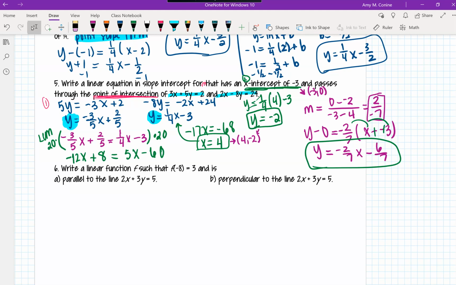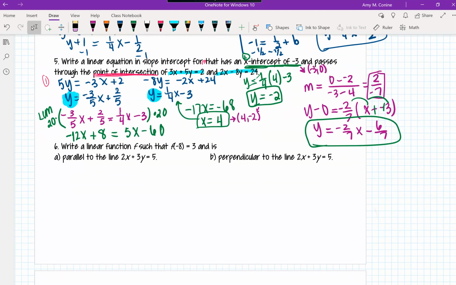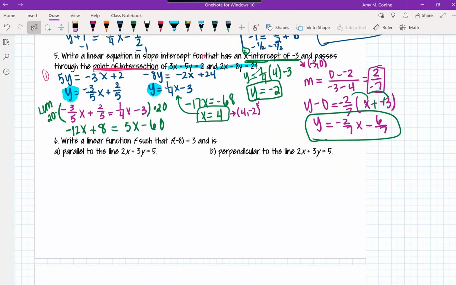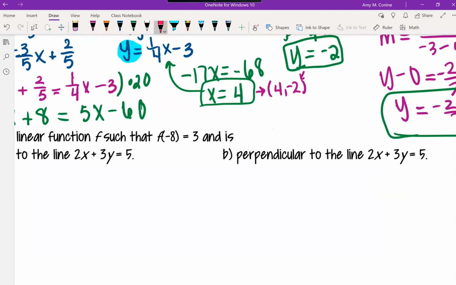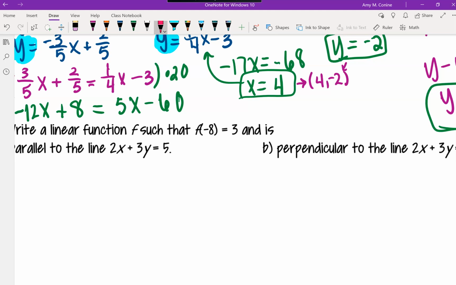All right. So let's take a look at number 6. Write a linear function f such that f of -8 equals 3 and is parallel and perpendicular. So you have the same equation for part A and part B. The important thing to know is that when you have this notation that I'm zooming in on right here, this is your input of x, and this is your output of y. So this is actually a coordinate that they're giving you.